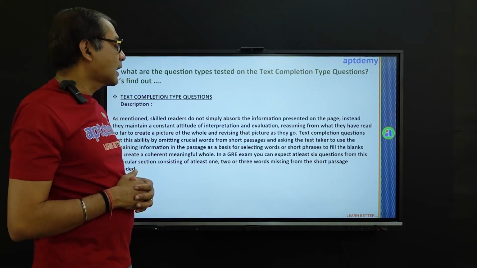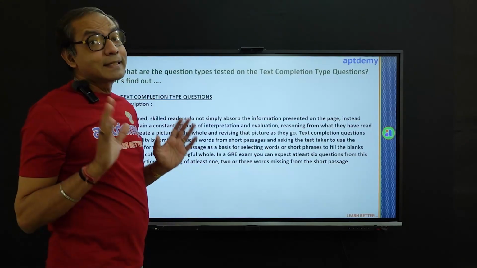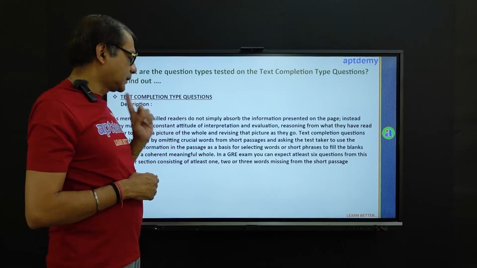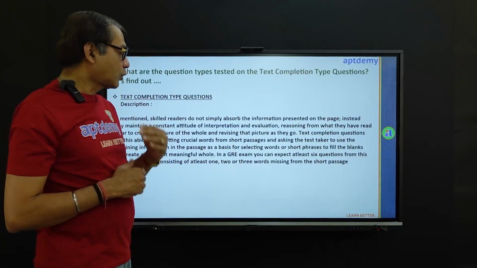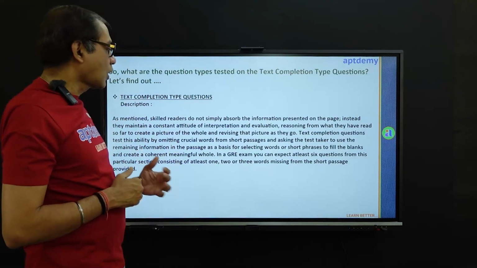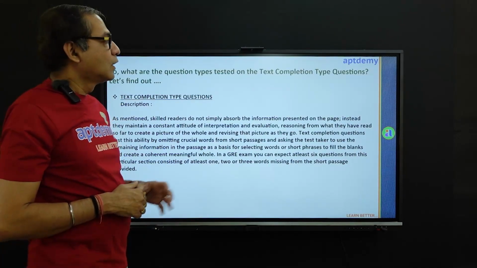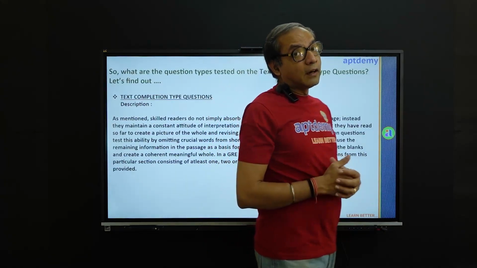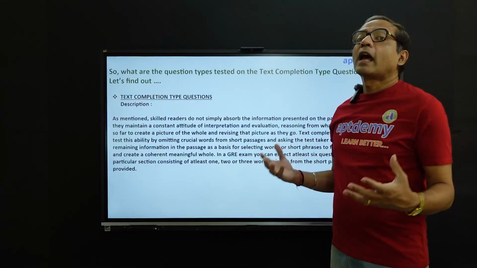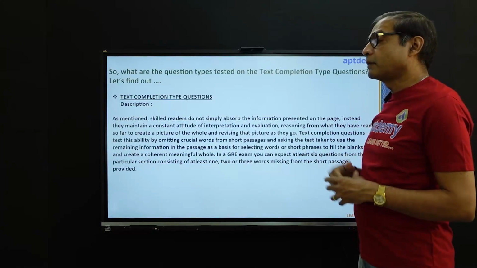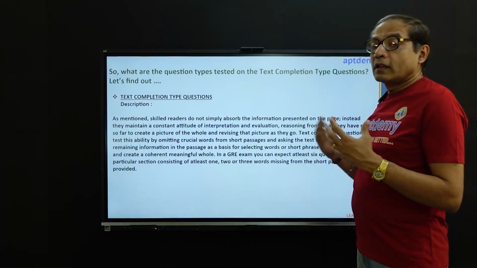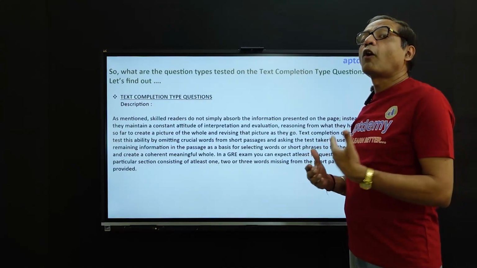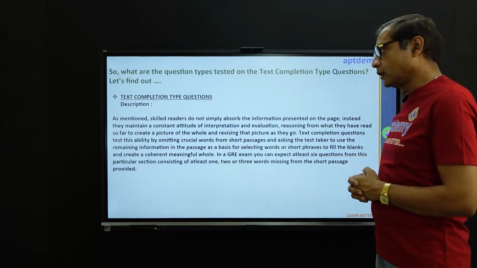In a GRE exam, you can expect at least 6 questions from this particular section, consisting of 1, 2, or 3 words missing from the short passage provided. So this, I would say, is a relatively easier section and I would expect you to maximize in this particular section. That is, you should expect yourself to get all the questions right in this particular section.